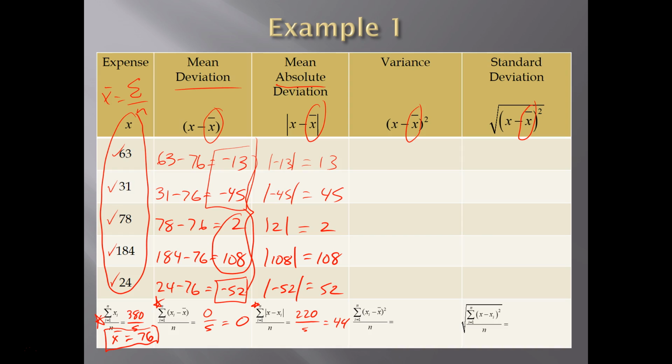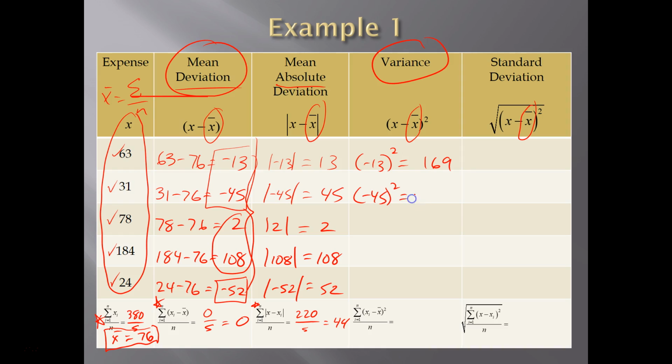So let's look at variance. Look at the difference between the mean deviation formula and the variance formula. All it is, is just square it. So you take your mean deviation, which for the first one was negative 13, and you square it. You multiply it times itself. Well, that's 169. Negative times negative is positive. So it turns positive anyway. The next one, negative 45, and you square it.